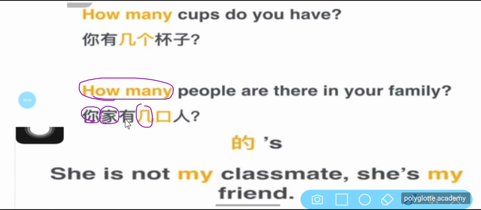So 你家有几口人? This 口 is acting as a measure word. But 口 by itself is mouth, the mouth. But in this case, it's acting as a measure word. So 你家有几口人? Good, very good. How many people are there in your family?